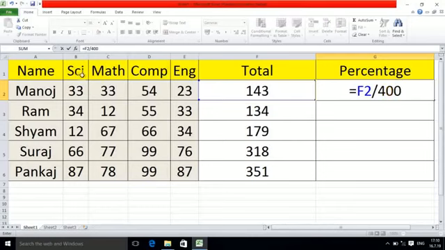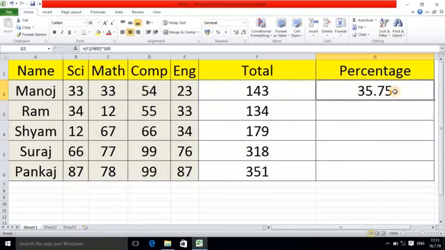Here the simple thing is I am assuming each subject has a total of 100 marks. Out of 100, this student got such marks. So 100 plus 100 plus 100 plus 100 will become 400. Whatever the total of the subjects comes to, you have to write that total below. Then next is multiplied by 100 for getting the percentage. To avoid confusion I am using brackets, so this calculation will be done first. So the total mark 143 divided by 400, that answer is multiplied by 100, so we will get the actual percent.